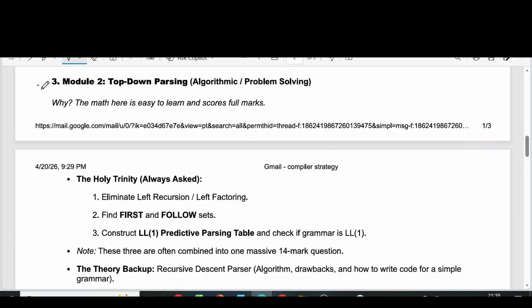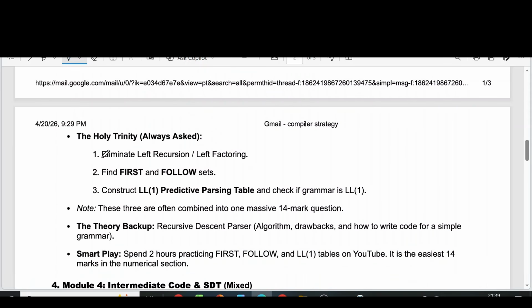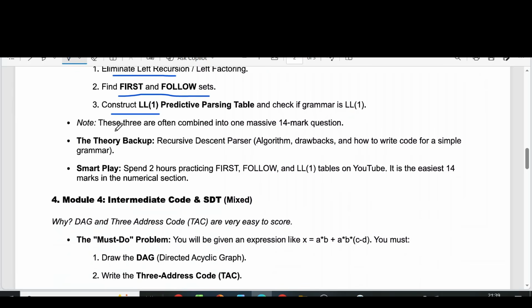Then after that, come to module 2, top-down parsing. Here the 3 important questions are eliminate left recursion or left factoring, find first and follow sets, construct LL1 predictive parsing table and check if grammar is LL1. These 3 are often combined into one 14-mark question. Then the other questions are recursive descent parser, the algorithm, drawbacks, and how to write code for a simple grammar. So from this module, you have to learn first, follow and LL1 tables.